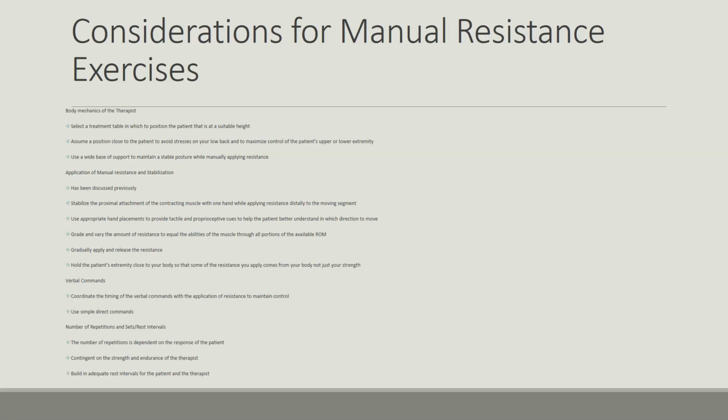So what do we consider when we're performing manual resistance? First is your body mechanics. Obviously, if you're going to apply the resistance, you want to be in a position where you don't get harmed. So good posture, good positioning, good stabilization of yourself so you're not getting pulled off your feet or anything at all. Application: well, you've got to stabilize. If you're using an arm to do the work, one hand should be proximal to stabilize the joint, with the other hand being as far away as appropriate to provide the resistance.